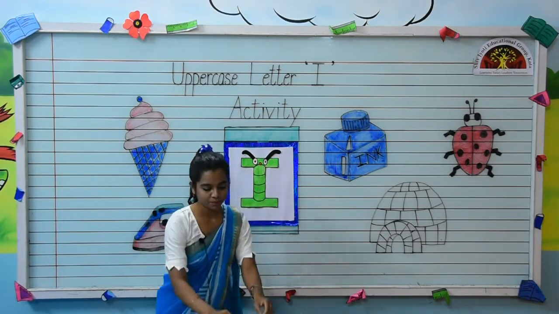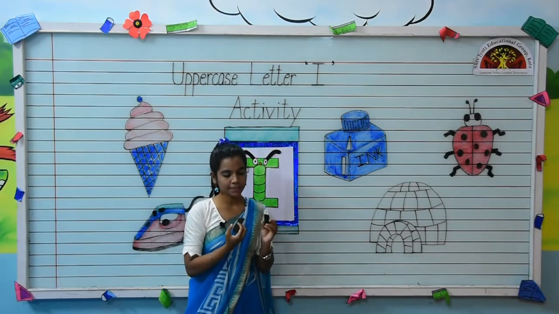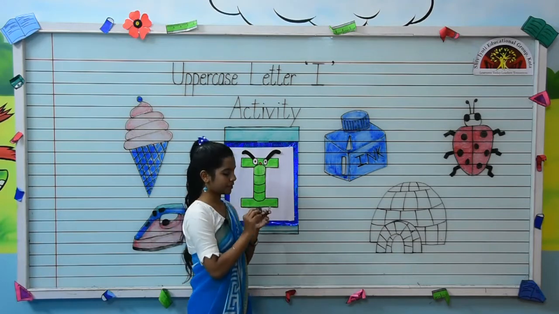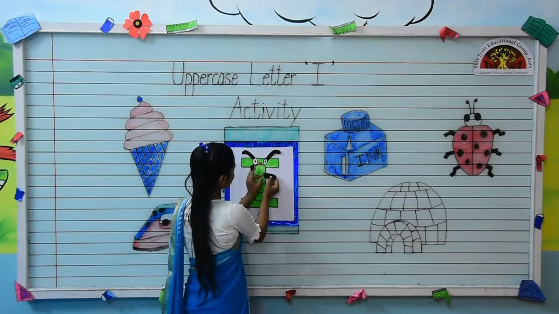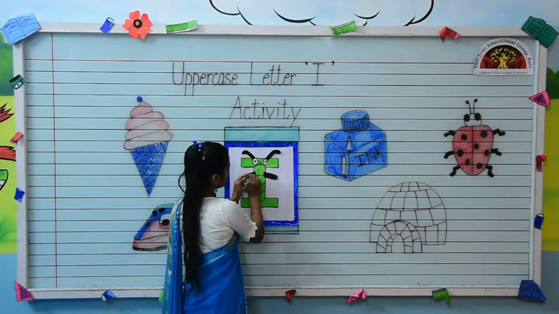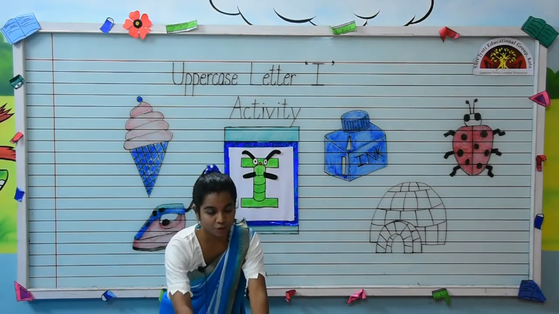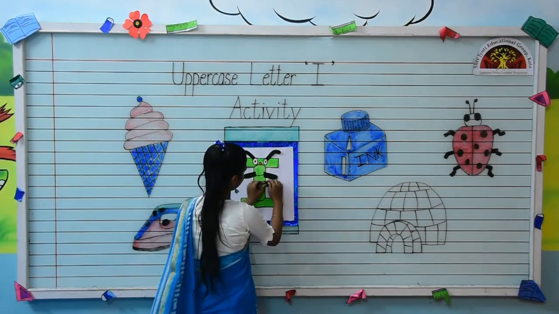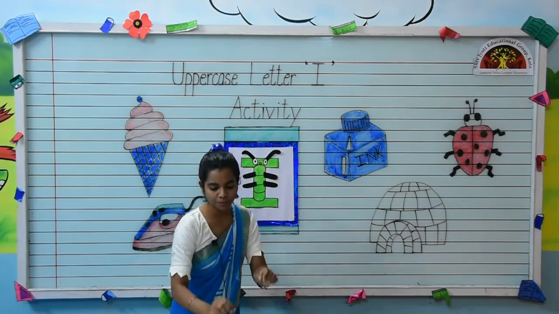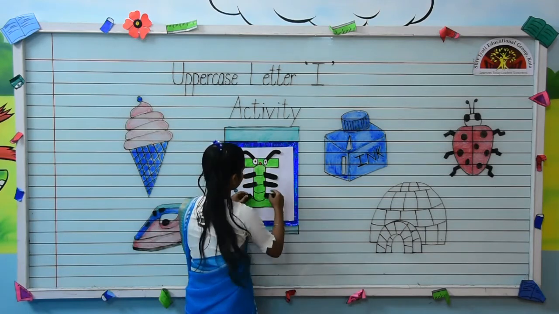Now kids, what are these? These are legs. Legs of an insect. So paste it like this. So kids, how many legs does an insect have? Yes, they have 6 legs. Okay? So paste it like this.